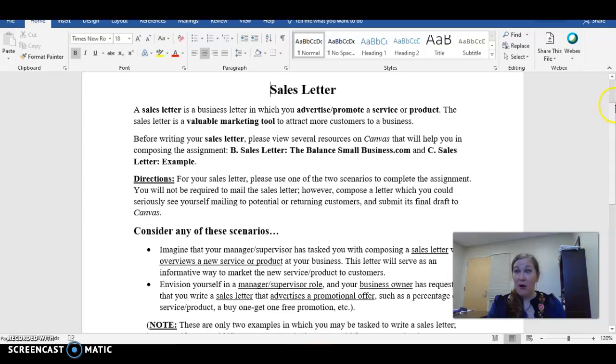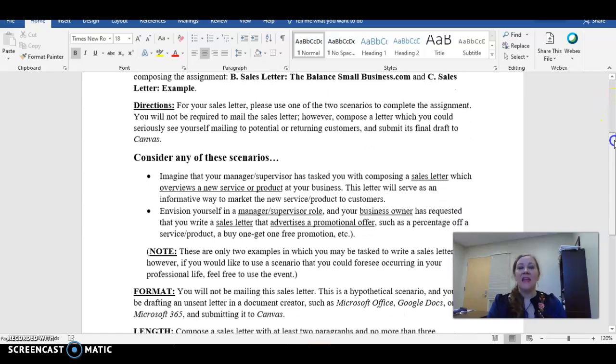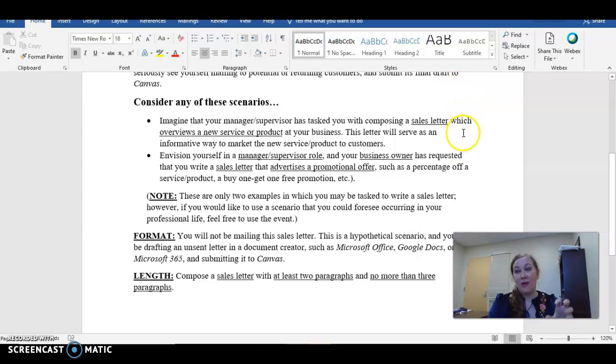Now, I mentioned some of the modules and handouts that you need to look at. Just make sure you use maybe one of these scenarios, and if you want to go off these two scenarios, just make sure that I approve it. First off, imagine that your manager, so you're going to be a worker, okay, in a business scenario. Your manager, your boss or supervisor has tasked you with composing a sales letter where you're going to overview a new service or product that your business has available. And again, it's your way to inform the community of this new service or product, and you want to sell it to them. Why is this something someone should be interested in?